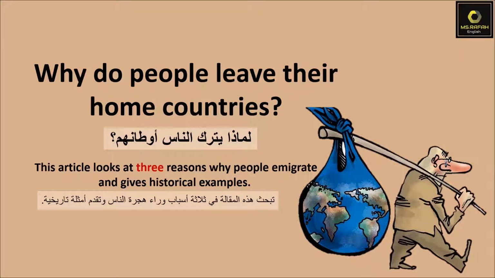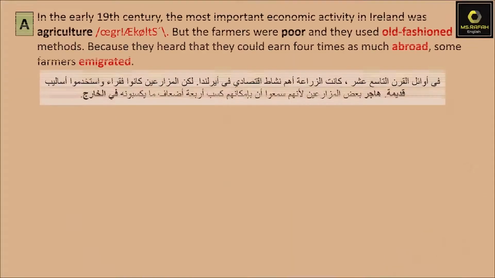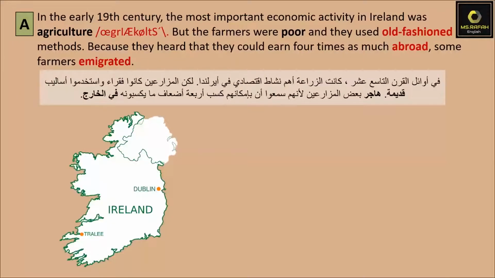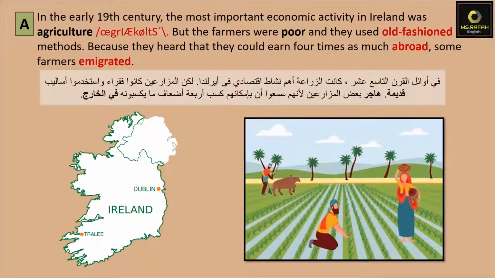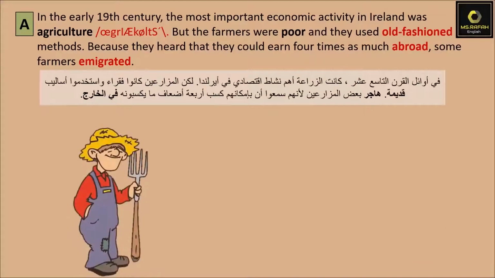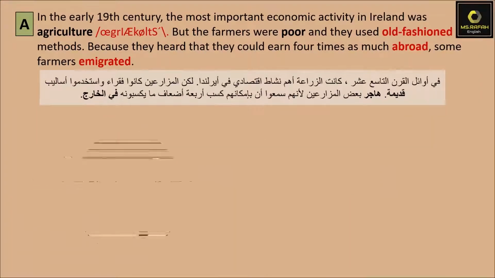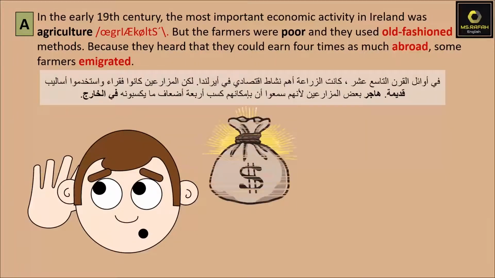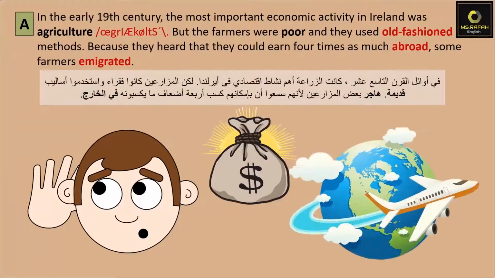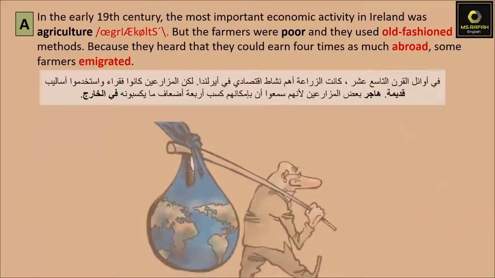Let's see. Let's start with the first one. In the early 19th century, the most important economic activity in Ireland was agriculture. But the farmers were poor and they used old-fashioned methods. Because they heard that they could earn 4 times as much abroad, some farmers emigrated.